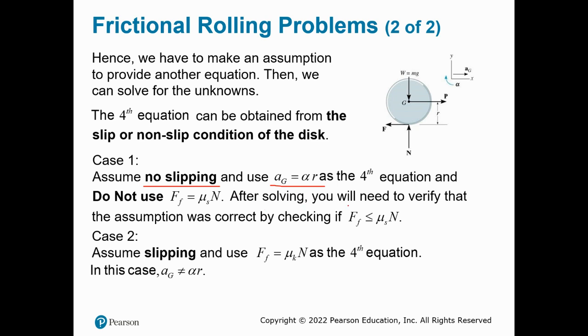After solving it, we need one additional step to verify if our assumption is correct, by checking how the friction force relates to mu_s times N. If it's less than or equal to, then yes, your assumption is correct. Now, another way would be assuming it is slipping. So you have the friction force F equals mu_k, the kinetic friction coefficient, times the normal force as the fourth equation if we're slipping. And in this case, a_G does not equal alpha r. Okay, so two different conditions.